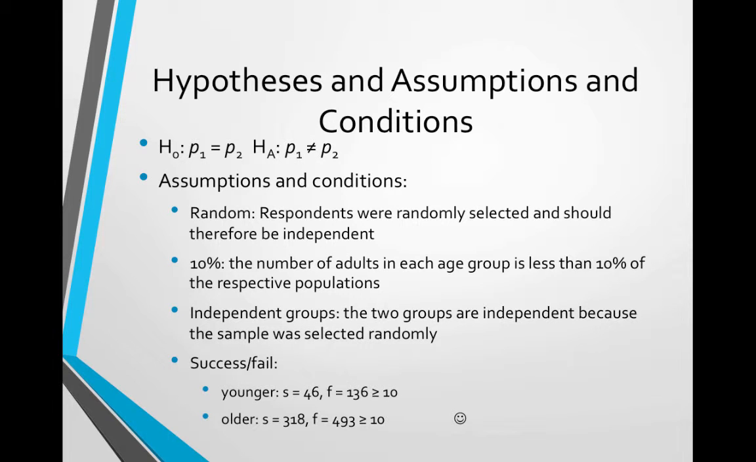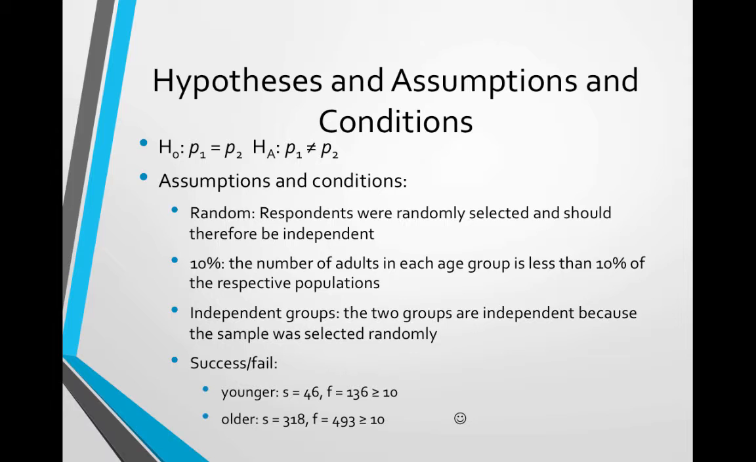Then we have to check our assumptions and conditions. The first one is random. So the respondents were randomly selected and should therefore be independent. That was stated. Then we have our 10% condition. The number of adults in each age group is less than 10% of the respective populations. So each group is less than 10% of their population. And then the independent groups. The 2 groups are independent because this sample was selected randomly, so there's no reason to believe that one would affect the other.